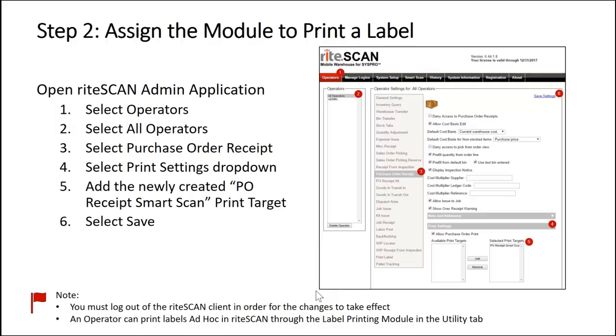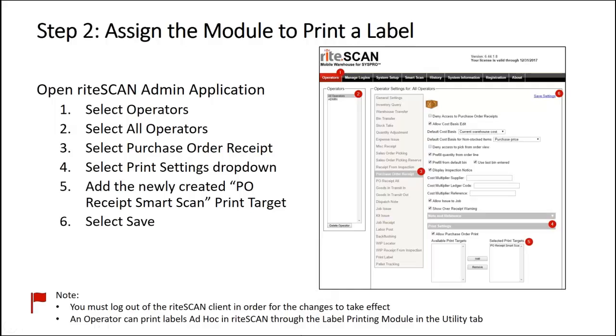One of the other interesting things that I think a lot of people don't realize is there's the ability to print labels ad hoc in riteSCAN. If you go to the Utility tab, there's actually a label printing module which allows you to print labels at any time, so you can put in a warehouse stock code, quantity, whatever information you want to print, and you can print labels at any time without performing an actual transaction. So that's a nice way, if you ever find product that needs to be labeled and for some reason it's not, you can just create a label on the fly that way.